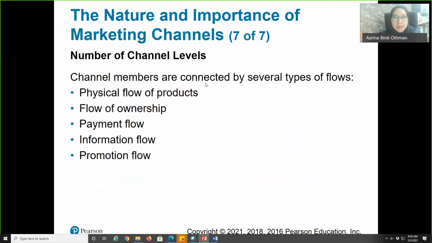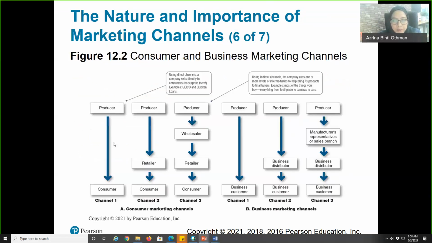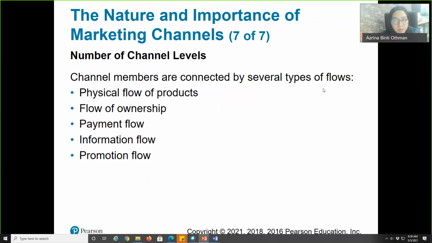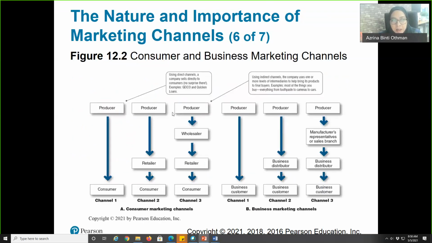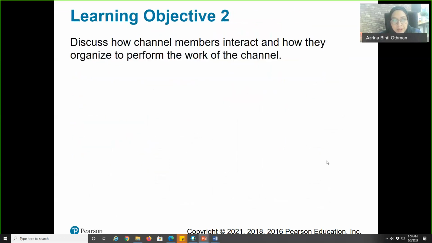Right. So channel members are connected by several types of flow. If you take a look here, this relationship actually contains several types of flow: either physical flow of product, flow of ownership, payment flow, information flow, or promotion flow. So this is an example of physical flow of products.